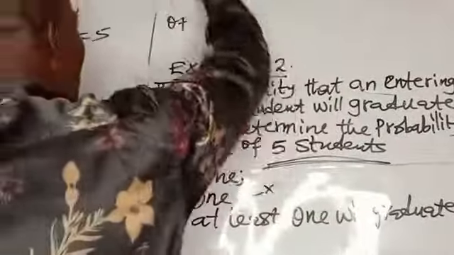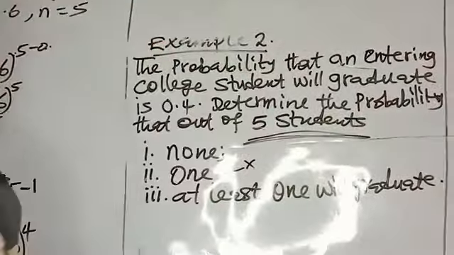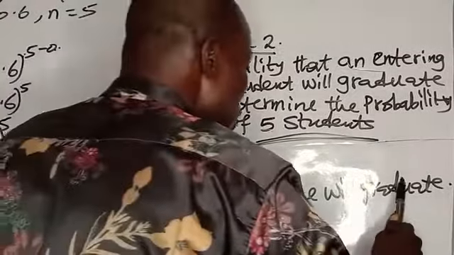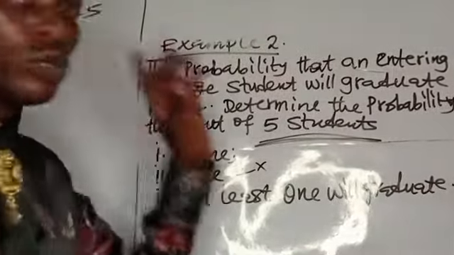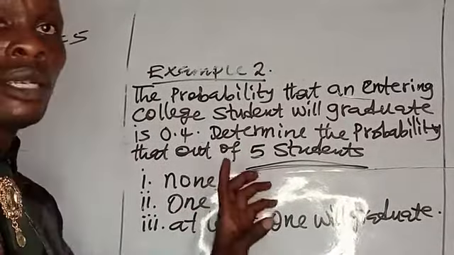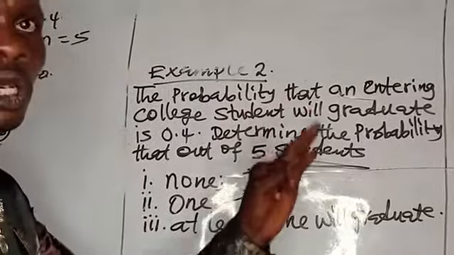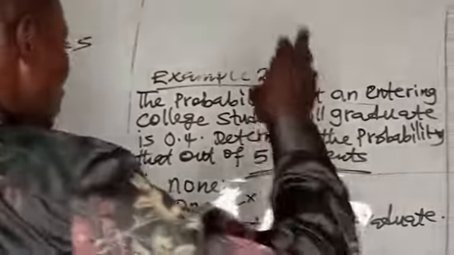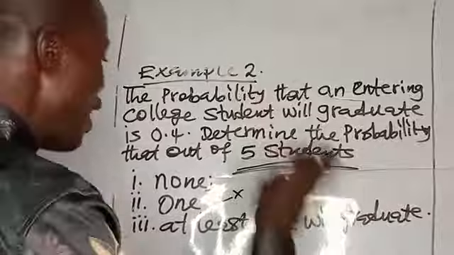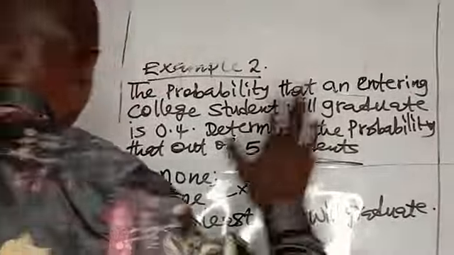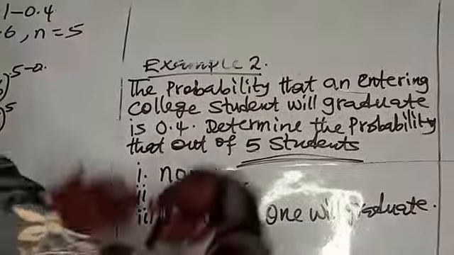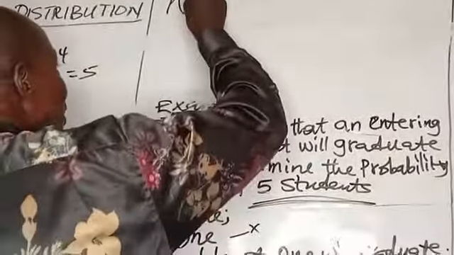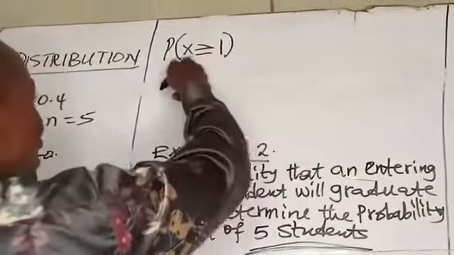Roman figure 3 now. Probability of having at least one graduate. If at least one will graduate, at least one means not less than 1. That means you may have 1, you may have 2, you may have 3, you may have 4, and you may have 5. The sum of all the 5 different probabilities will give you the answer to this. But instead of taking that long journey, you might say probability of x is greater than or equal to 1. That is, at least 1 will graduate.